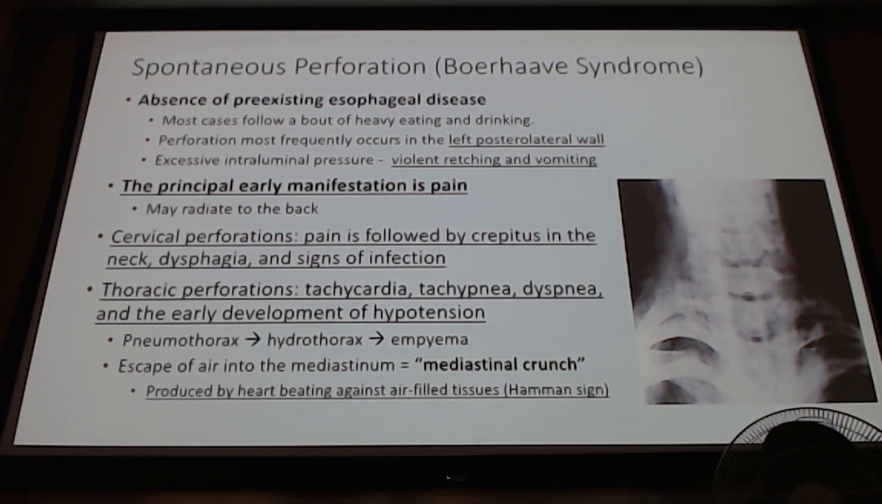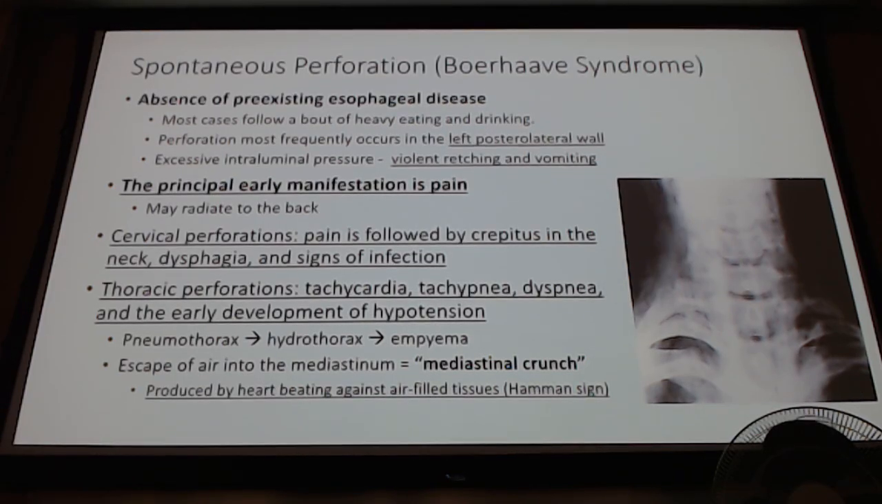Okay, the principal manifestation is pain, and most likely it will radiate to the back. Like I was saying before, with a cervical perforation you have pain followed by crepitus or subcutaneous emphysema, dysphagia, signs of infection. If it's a thoracic perforation, you're going to have tachycardia, tachypnea, dyspnea, and early development of hypotension. If it's bad enough, you can even cause a pneumothorax. You can have a hydrothorax, but it's not necessarily blood. It's like saliva and all this grossness, and then it can cause an empyema.